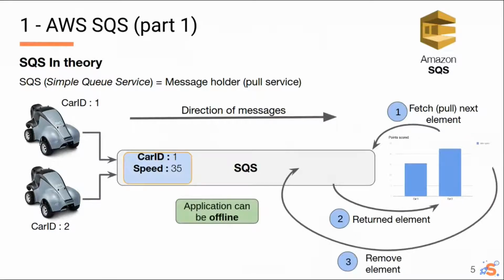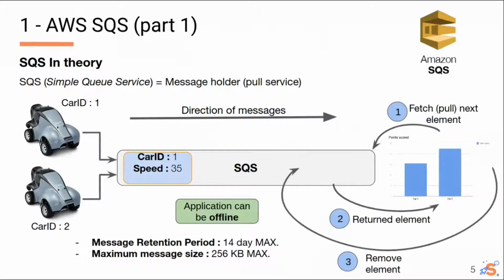The biggest advantage of this is that your application can be offline. Your application can come at any time and fetch the data. This is great. And by the way, when you create an SQS queue, there are some parameters that need to be provided. Two of them are shown on the screen. The first one is called the message retention period, which is the amount of time a message can stay inside SQS waiting for your application to pull it. It has a maximum of 14 days. This is plenty of time.